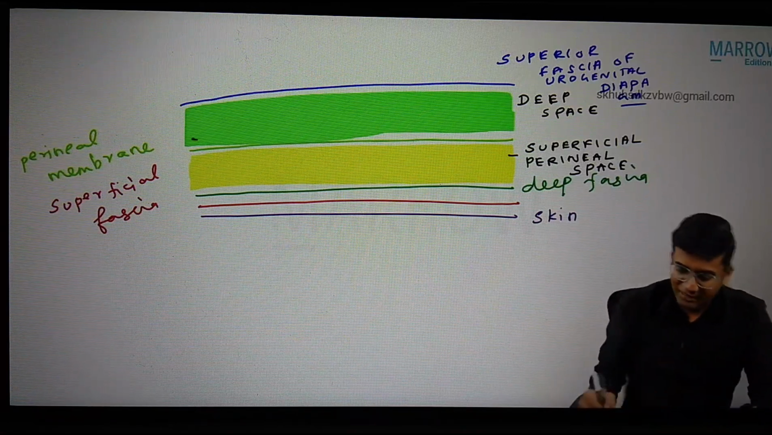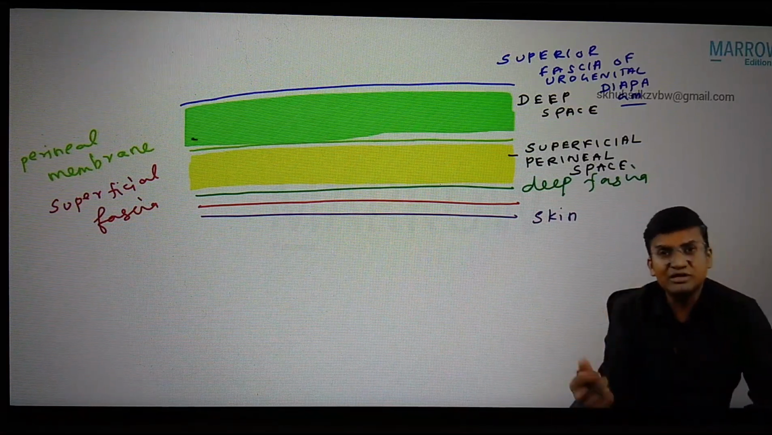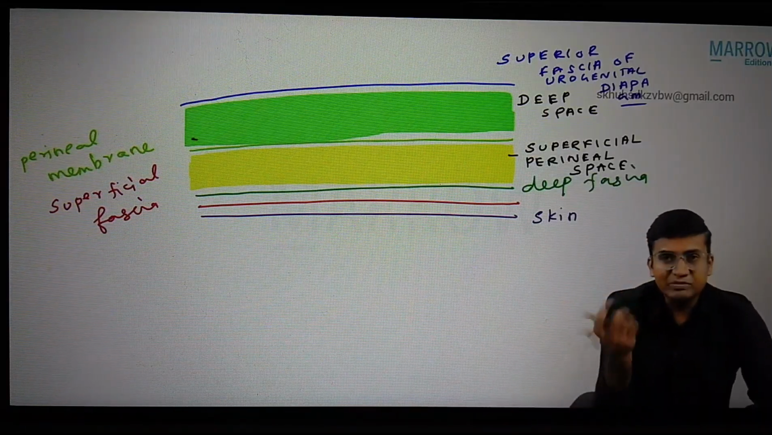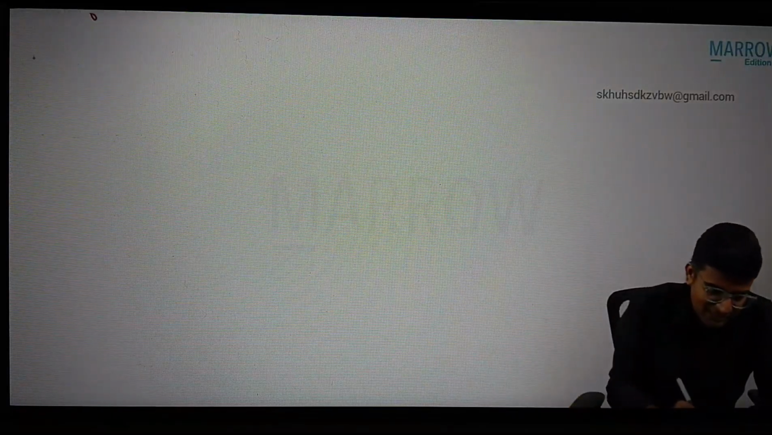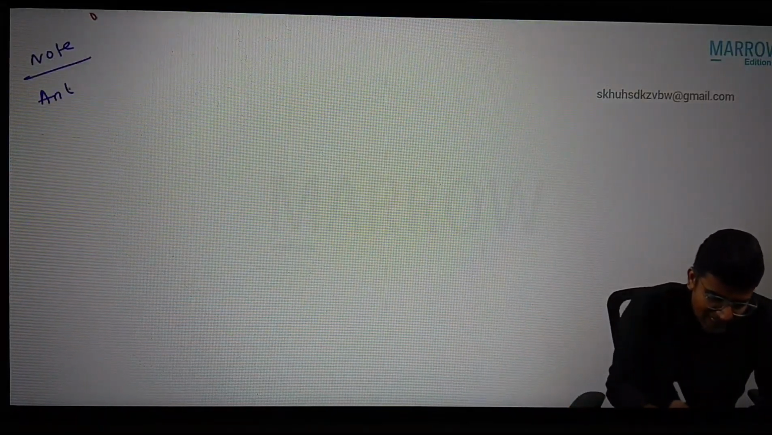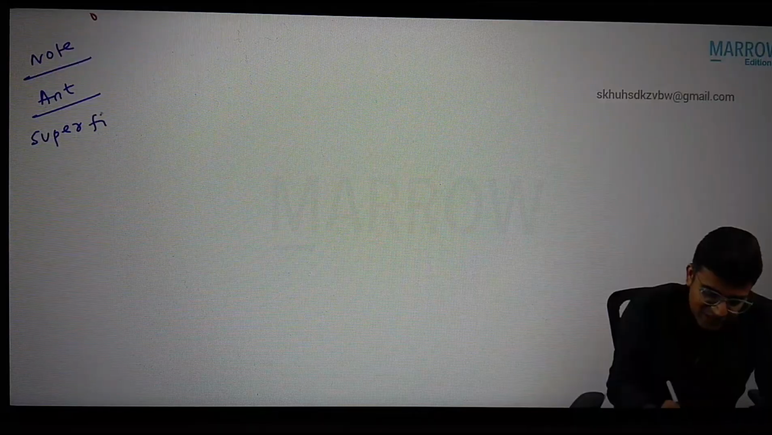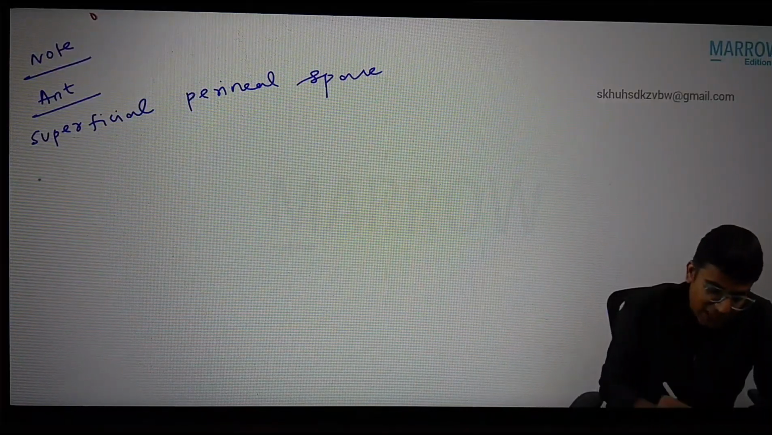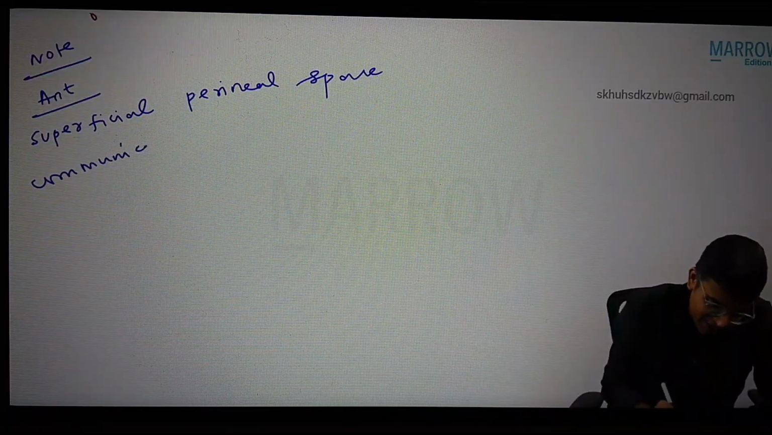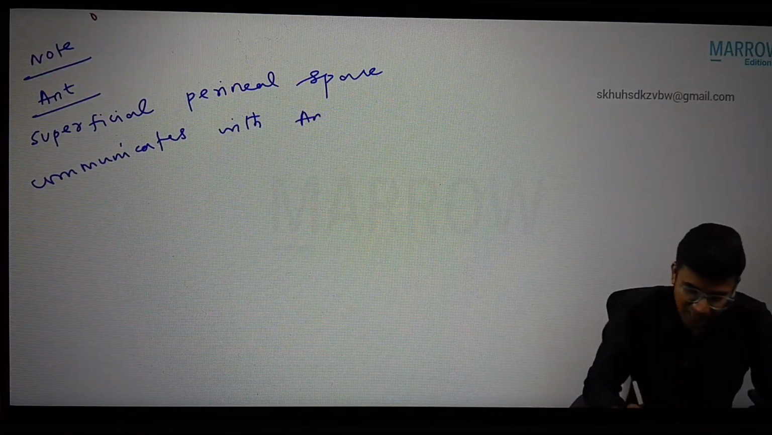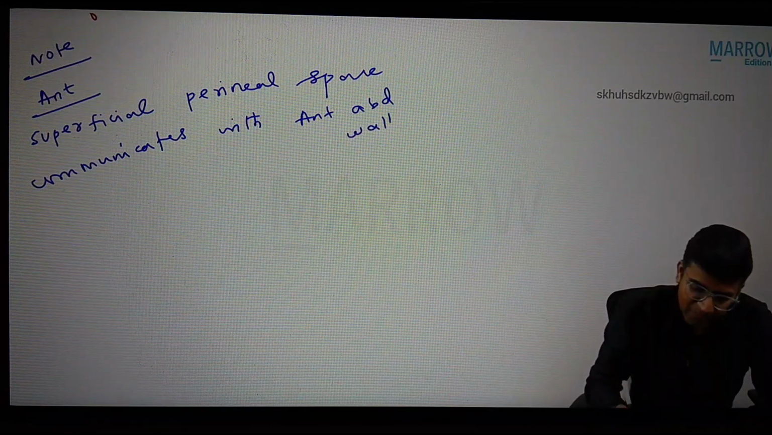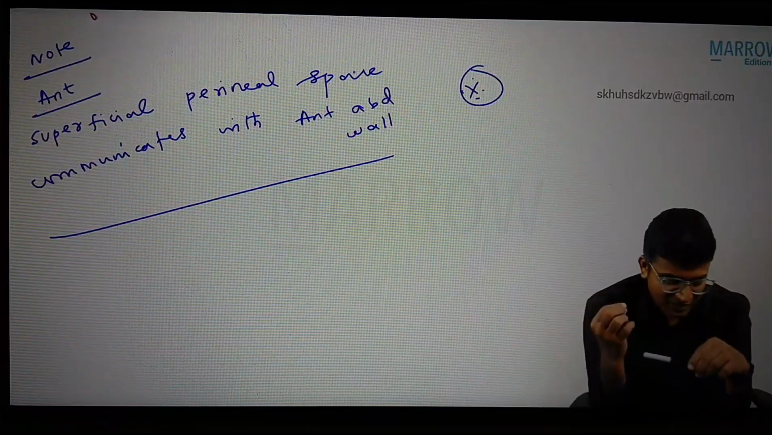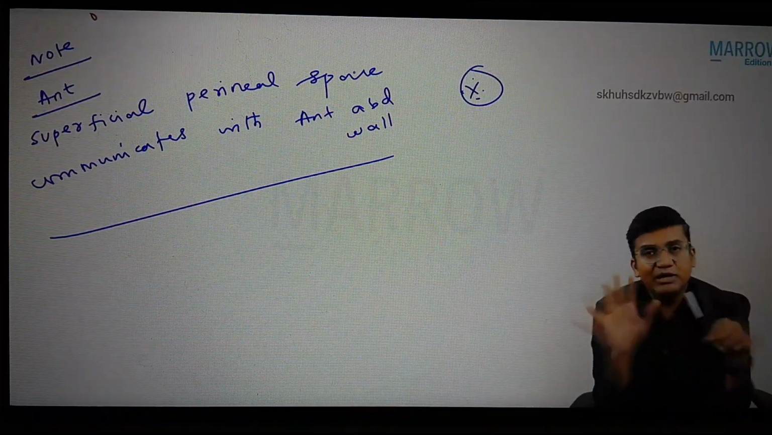Now one more point I want to add. Please write a note: we have a communication. Where? In the front side, for the superficial perineal space. Anteriorly, the superficial perineal space communicates with the anterior abdominal wall. Please remember this communication. This is very, very important.